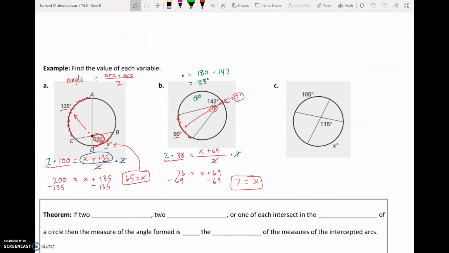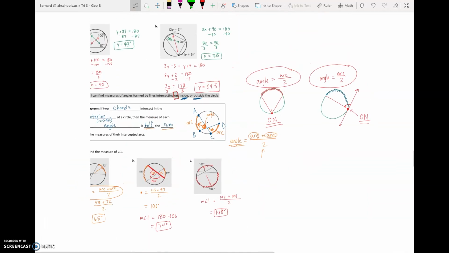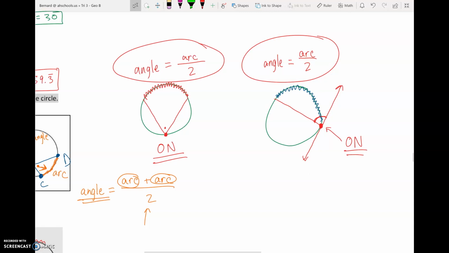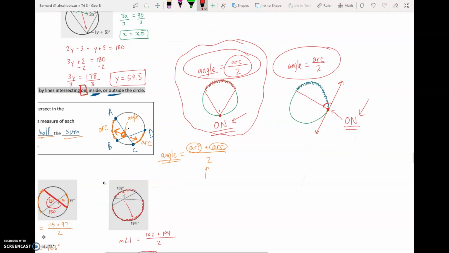Real quick before we get to problem C, I just want to reiterate one thing. I remember spending a ton of time reminding us in the part 4 section, with these angles that we talked about right here, that the relationship is the angle equals the arc divided by 2 if our angle happens on the edge of the circle. On the edge of the circle, then it's angle equals arc divided by 2.